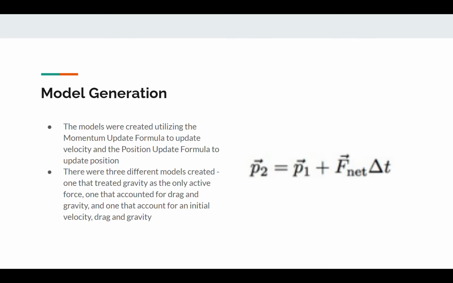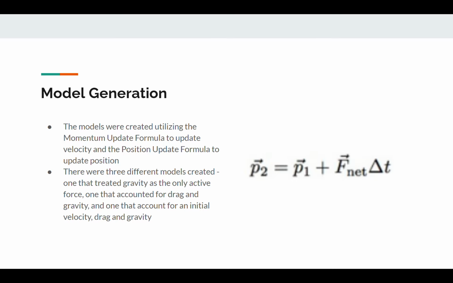So in order to predict and assume the position of the paper, we need to create certain models. The models were all based off of the principle of the momentum update formula and the position update formula to update the velocity, by dividing the momentum update formula by mass, and thus the position of the object. And the velocity of the object started at 0, but we also utilized the momentum update formula in order to update the velocity based off of gravity and drag.